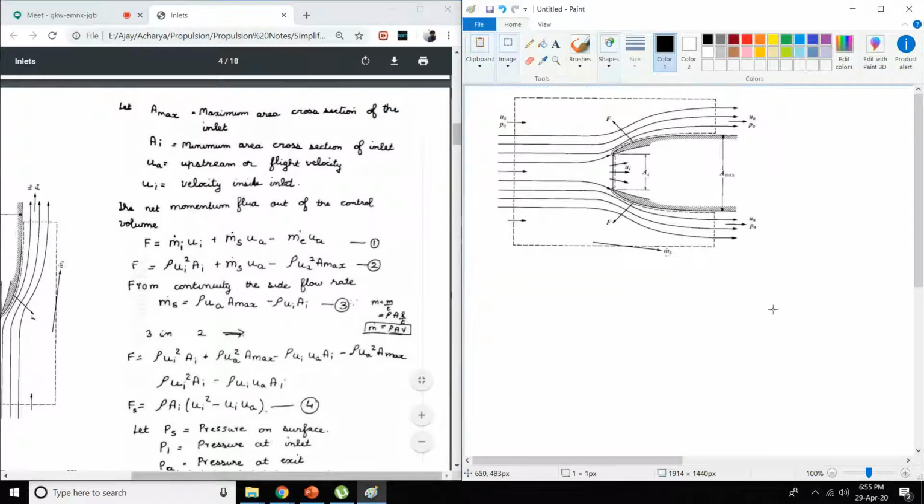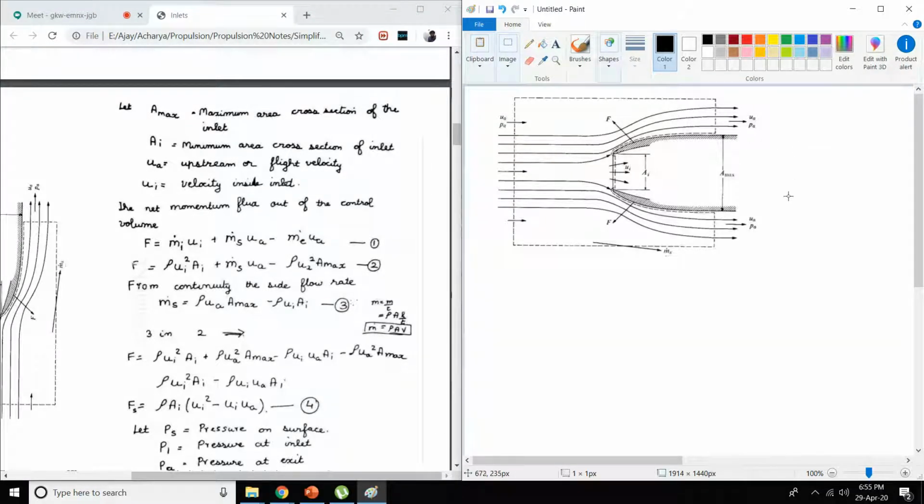Okay, so first we'll define all the values. What is the inlet area? So this is A1, the area of the inlet at the entry, and A2 is the area at the exit. UA is the free stream velocity, and that is also the velocity at which the spillage is occurring, and UI is the velocity just when it is entering into the intake. I'll use the word intake from now on. Intake as in your diffuser.